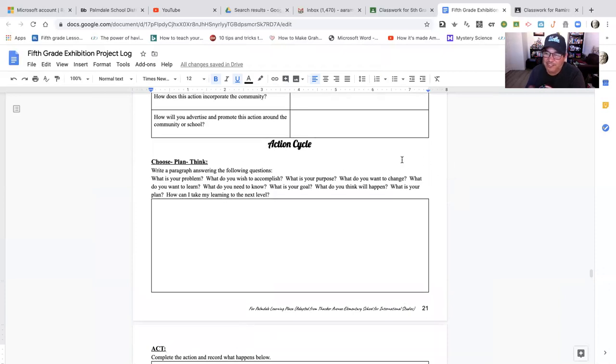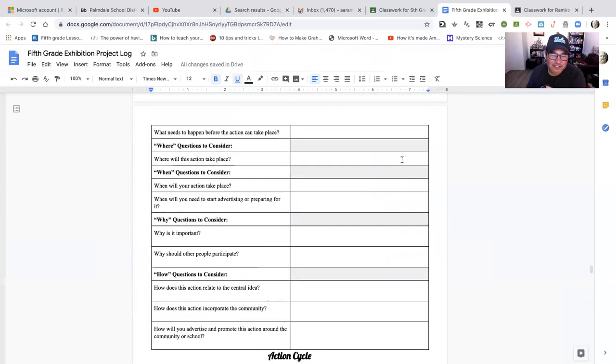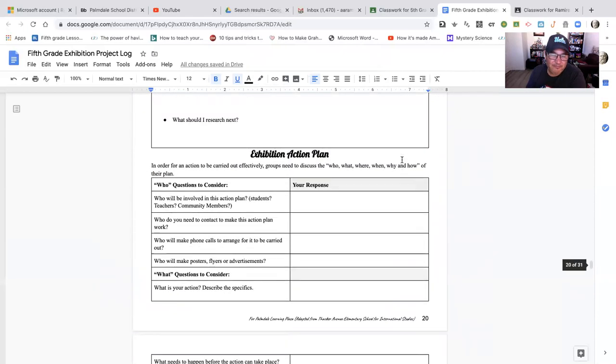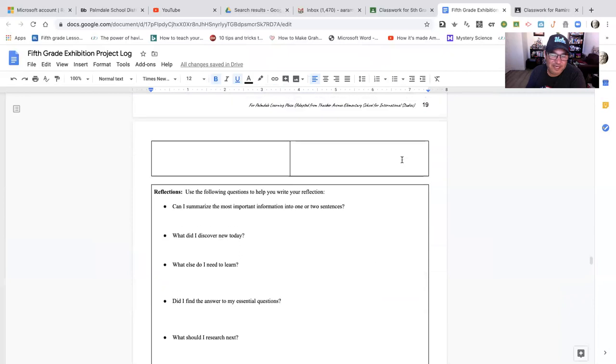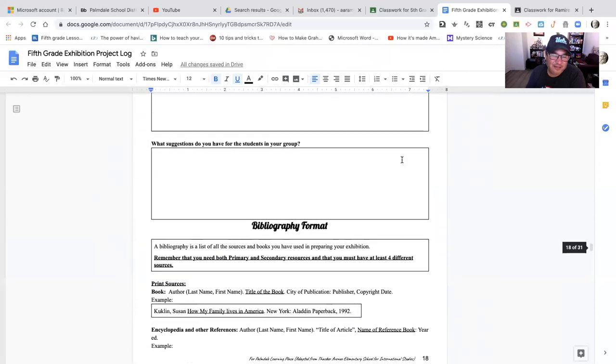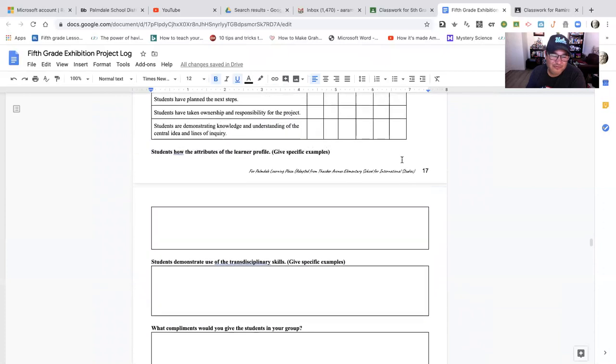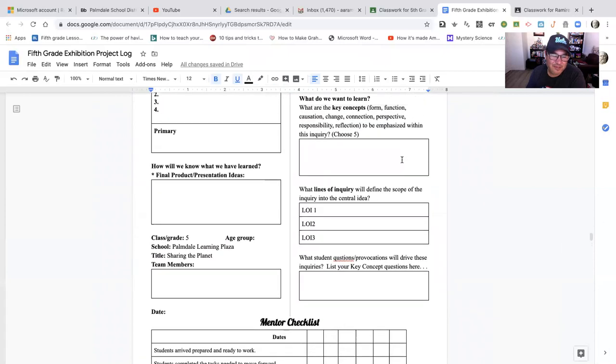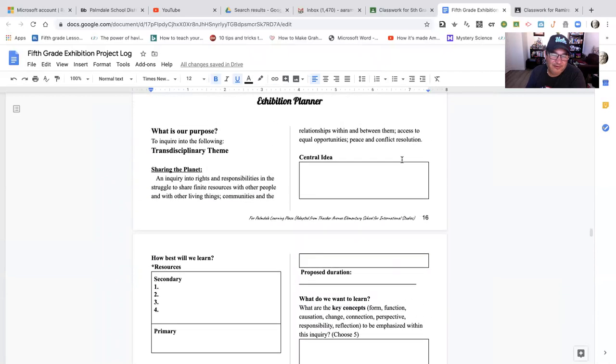Okay, final reflection is that last part. You were also asked to reflect up here. This is the exhibition planner piece. If I can scroll not too fast here. Okay, right here.